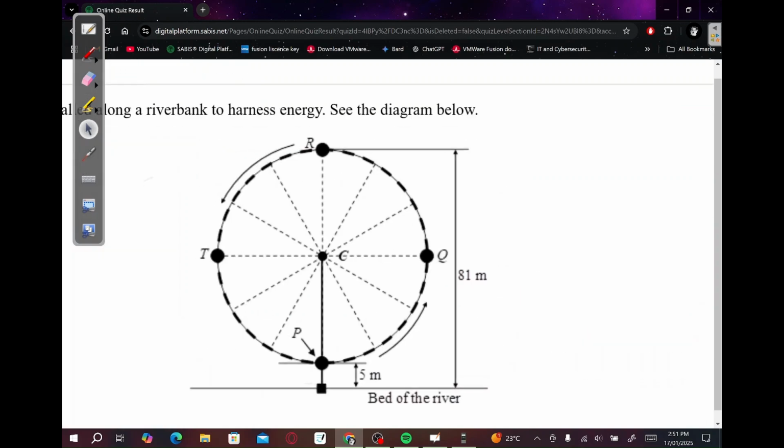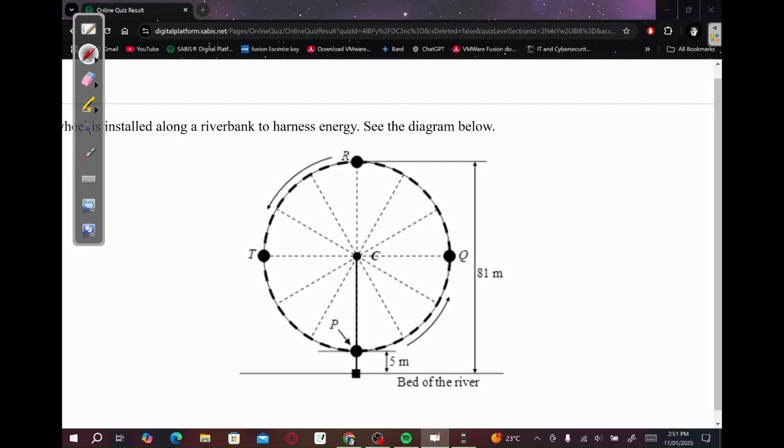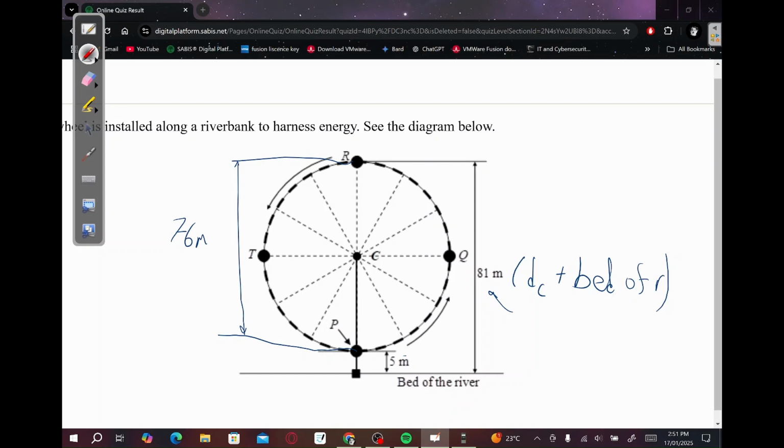Okay. So we know, ignore this number because this is the diameter of the circle plus the riverbed. We don't want it. We can find the diameter if they didn't give it to us. We can just do 81 minus 5, which will give us 76. So let's draw it. 76 meters. Okay, this is our diameter.